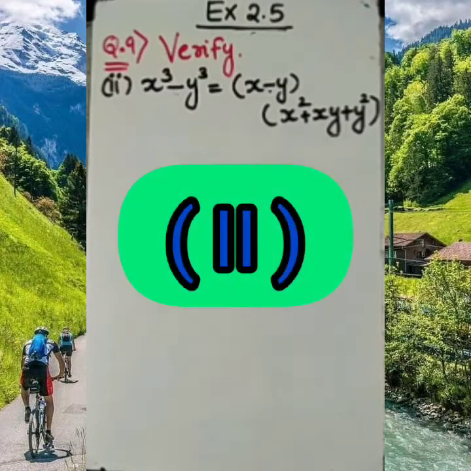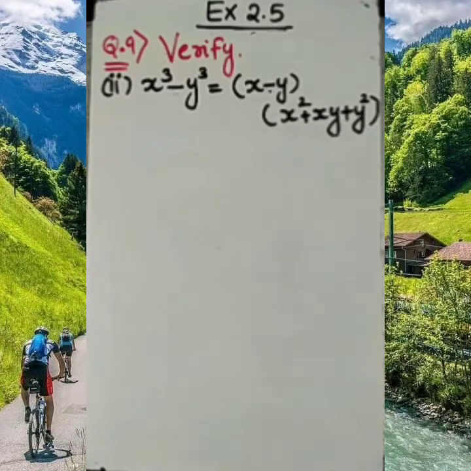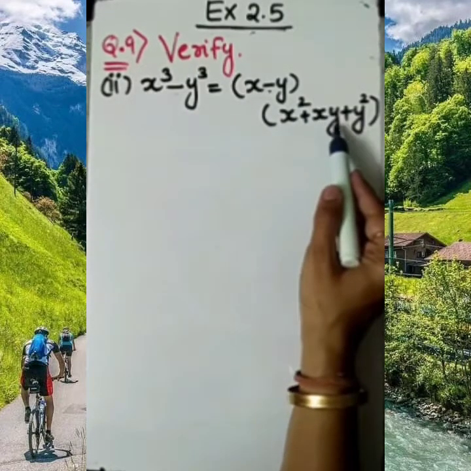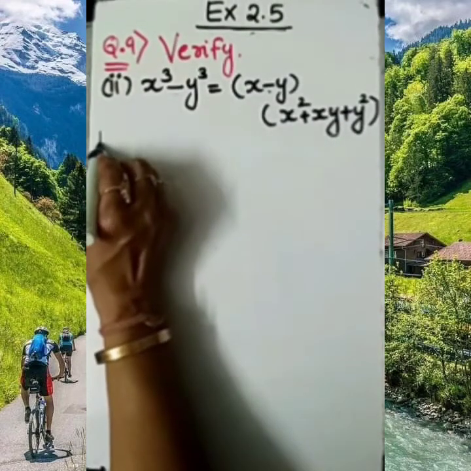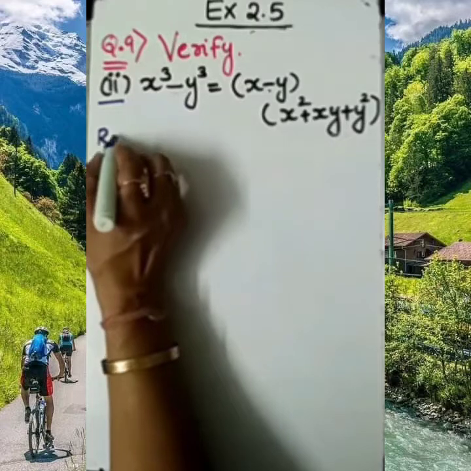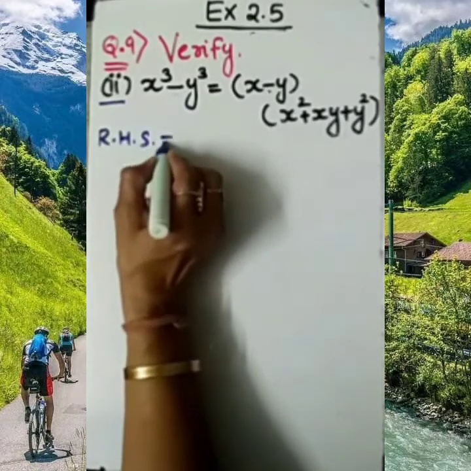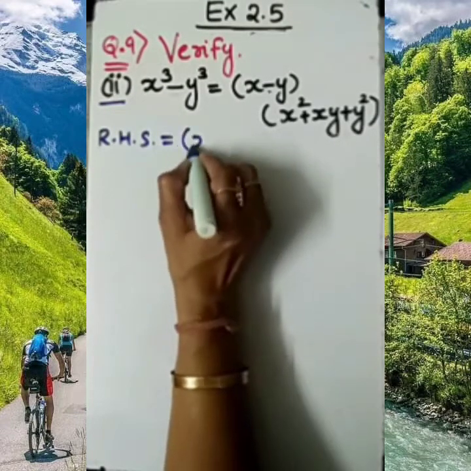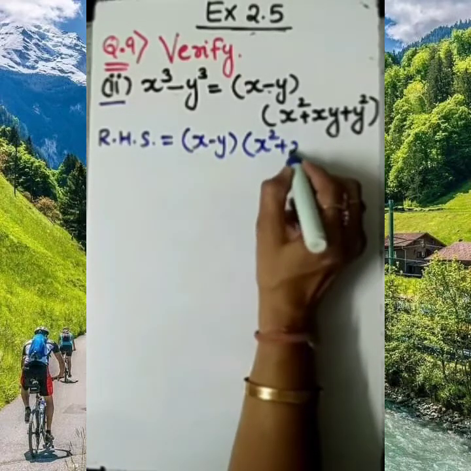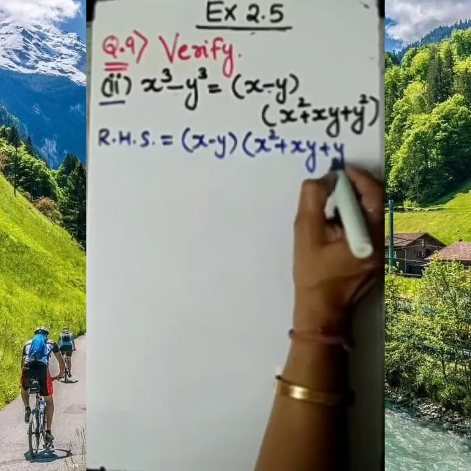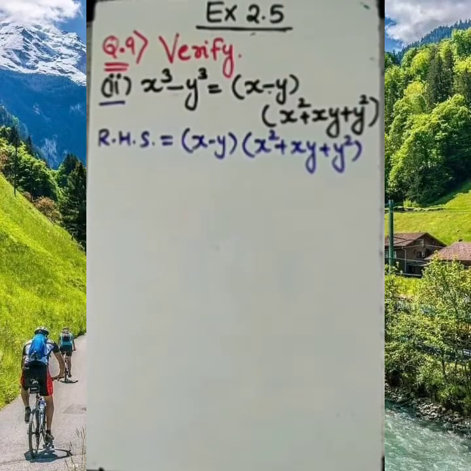So again, the second part of question number 9, that is verify x cube minus y cube equals x minus y in one bracket, in another bracket x square plus xy plus y square. In that case also, I am beginning from RHS. So RHS equals x minus y in the first bracket, in another bracket x square plus xy plus y square. Fine, this I have with me.